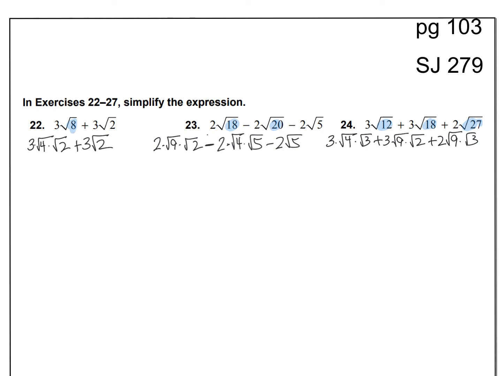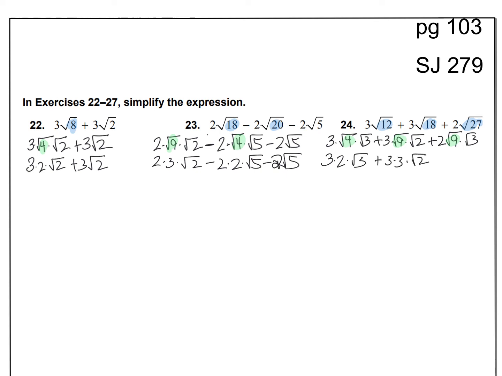Then what I'm going to do next, I'm going to highlight to show you. I'm going to go through and simplify all those perfect squares that I have. I'm going to do that next. So I'm going to have 3 times 2 times the square root of 2. I'm going to have 2 times 3 times the square root of 2 minus 2 times 2 times the square root of 5 minus 2 times the square root of 5. 3 times, oops, see I almost goofed that up. 3 times 2 times the square root of 3 plus 3 times 3 times the square root of 2 plus 2 times 3 times the square root of 3.